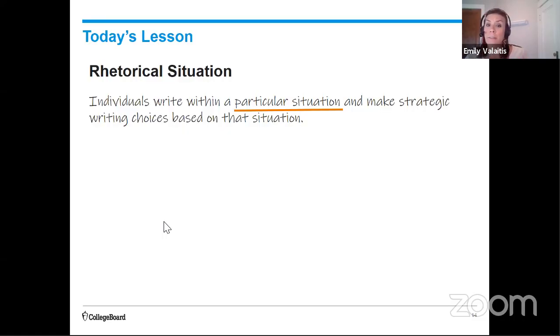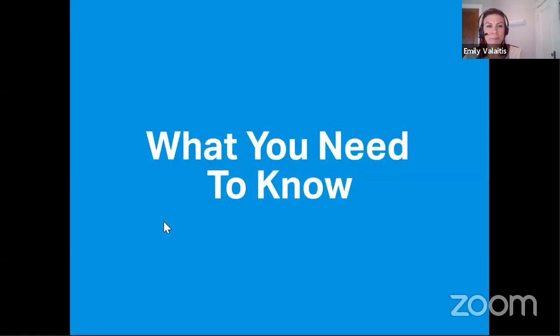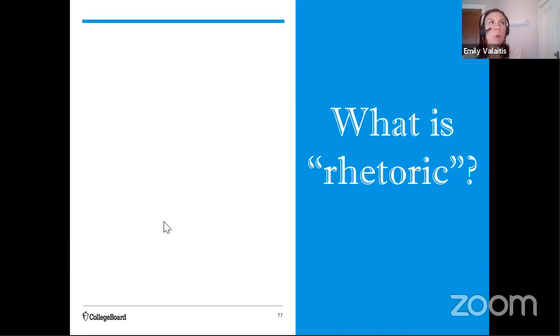We're going to look specifically at that rhetorical situation. And then today we'll start to move more into how the writers make strategic writing choices based on that situation, and how those choices are to achieve a larger purpose. I think it's important to start with the word rhetoric. And this isn't meant to be an in-depth lesson at all, but I think that helps, again, kind of frame your learning for today.